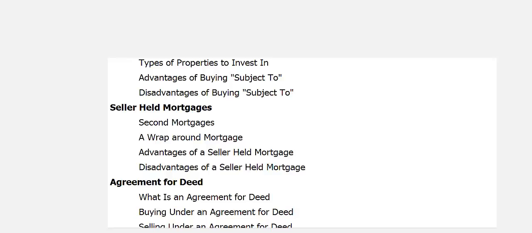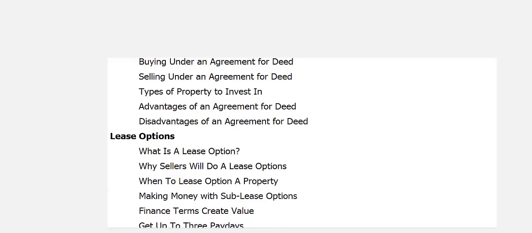Then we get into agreements for deed. What is an agreement for deed? Buying under an agreement for deed. Selling under an agreement for deed. Types of property to invest in. Advantages of an agreement for deed. Disadvantages of an agreement for deed.